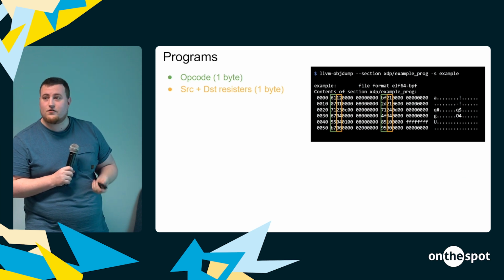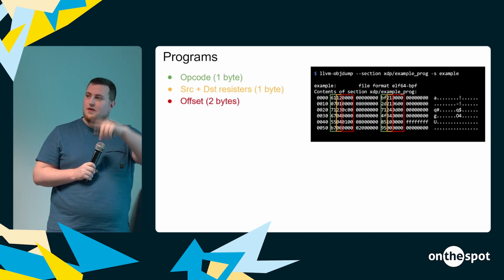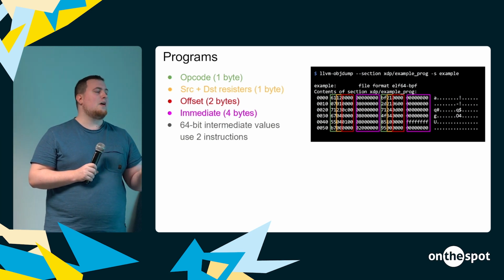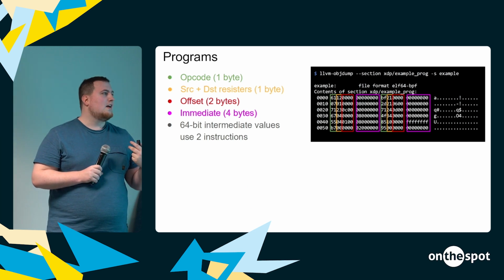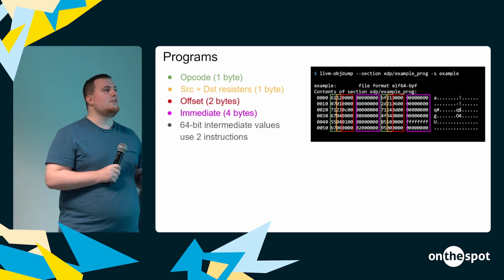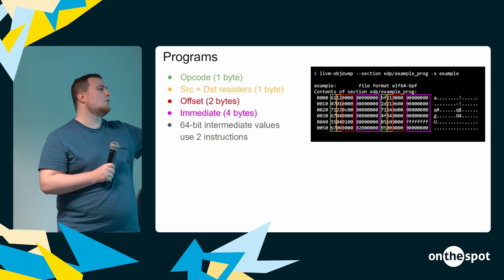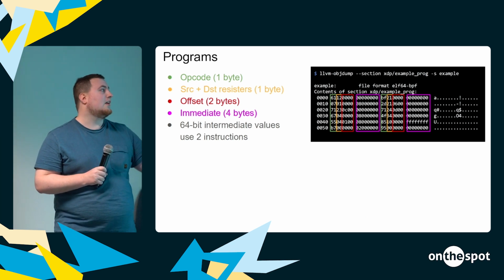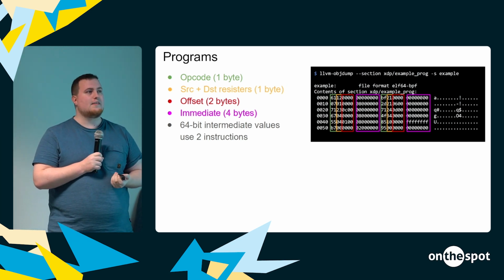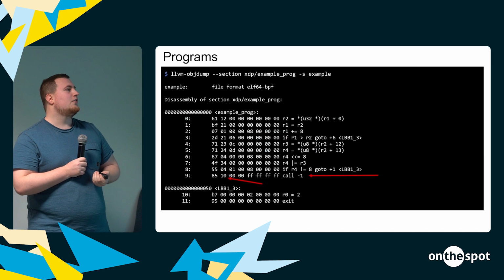We have source and destination registers for moving things from register to register. We have an offset, which we use to jump relatively within the code, and we have an immediate value, which is by default 32 bits, to set some register to an explicit value. There's also a neat trick where sometimes we use two instructions together to get a 64-bit number, so we can combine the immediate values from two instructions. So this is almost the thing that we might want to give to the kernel, but we have to do something.